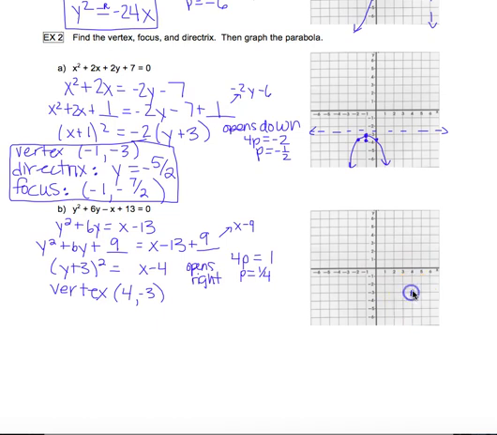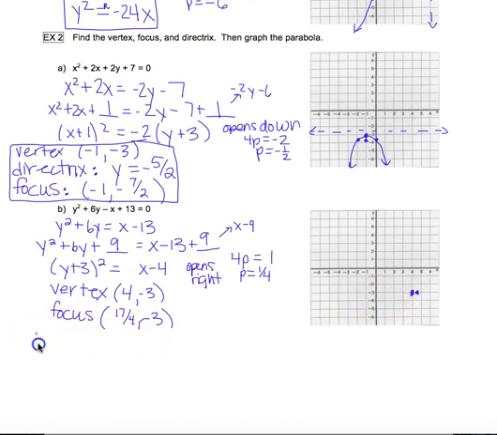And I know that my focus, I'm going to go to the right because that's the direction it opens. So for the focus, I'm going to go to the right 1/4 unit. So 4 plus 1/4, 4 1/4, which is 17/4. And it should have the same y coordinate. So try really hard to just go 1/4 unit here.